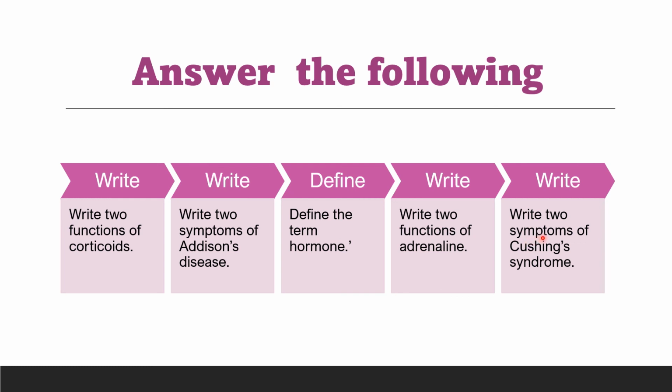Then the next question, write two symptoms of Cushing's syndrome. What are the two symptoms of Cushing's syndrome? Cushing's syndrome means hypersecretion, right? Hypersecretion from adrenal cortex, then hyperglycemia, relate like this. Hyperglycemia, then osteoporosis, weakness, then you can write obesity, etc. Any two you can write.